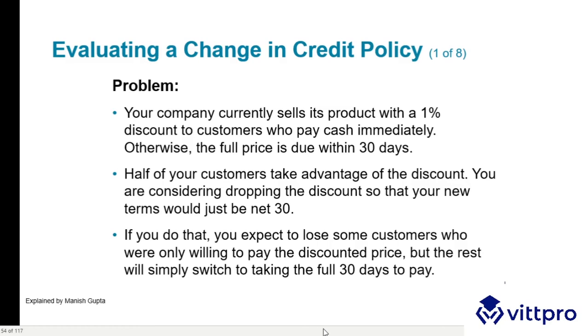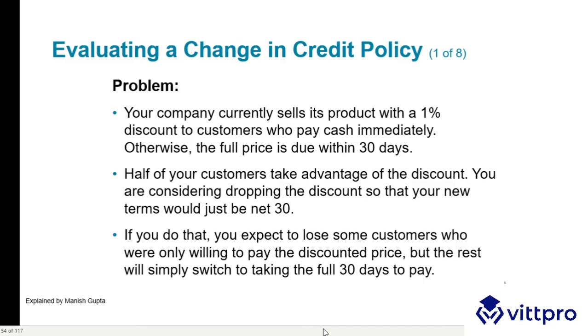So for that, there is an example, right? The example is, let's say the company is selling the product with a 1% discount to customers who pay immediately, or full price within 30 days. So basically you are saying that if you buy now, you get a cash price, right? Otherwise, you can buy on credit, which is 1% higher, and you have to pay within 30 days. So half of their customers take the credit and half pay immediately, right?